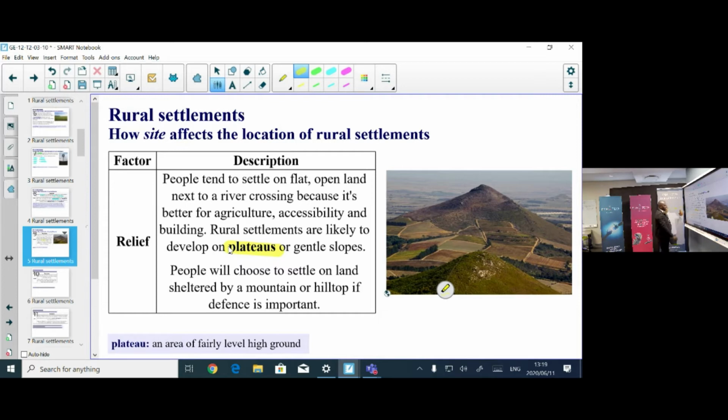People will choose to settle on land sheltered by a mountain or hilltop if defense is important. We may give an example of how Lesotho became a kingdom there in the Maluti Mountains, because there was a need for defense.